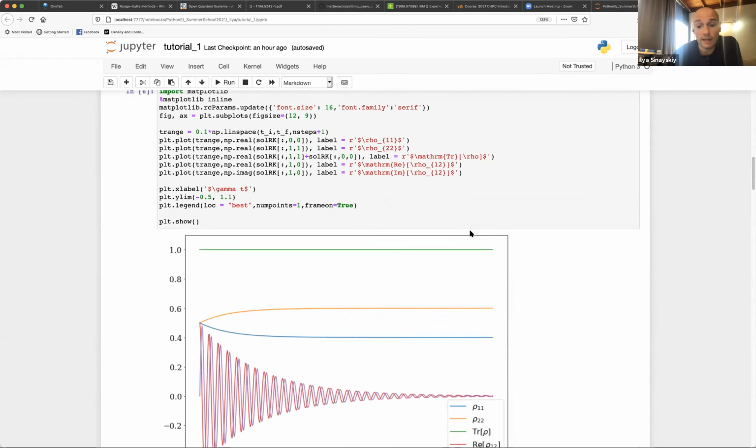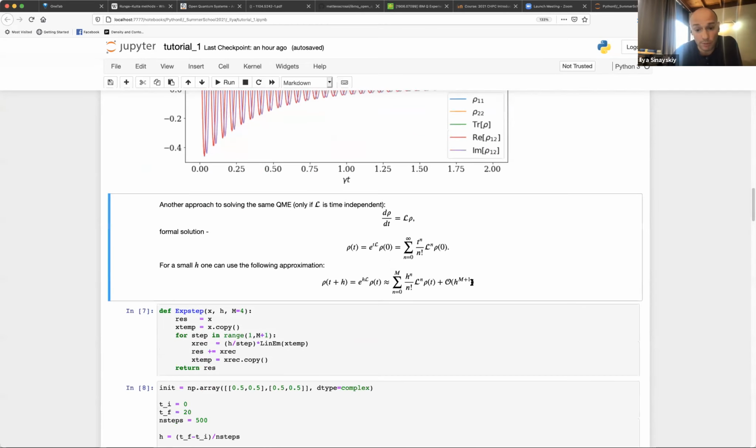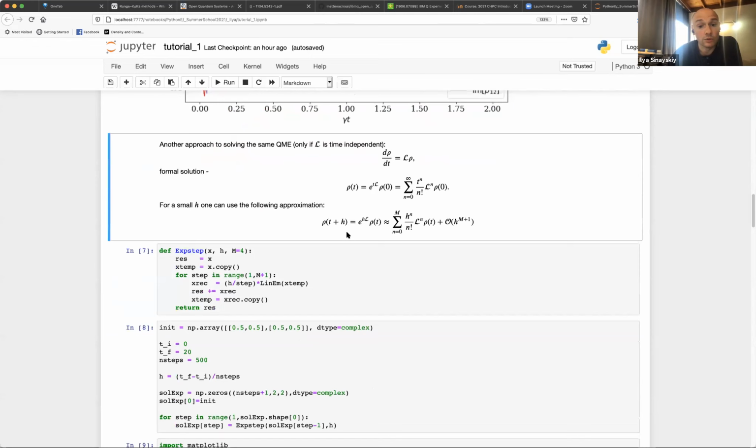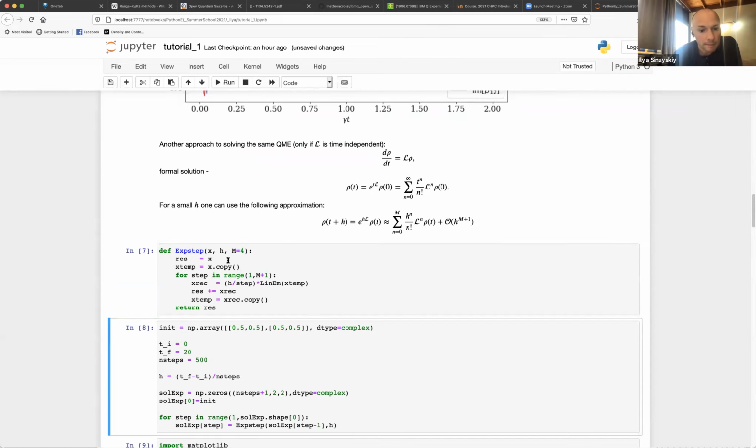Here we're going to do the same just for pure comparative purposes. The only thing we need to change in order to see how it works is to implement this step. I created a little function which I call exponential step. It takes our density matrix rho of t, a small step h, and m steps of the sum, and it will spit out rho of t plus h.